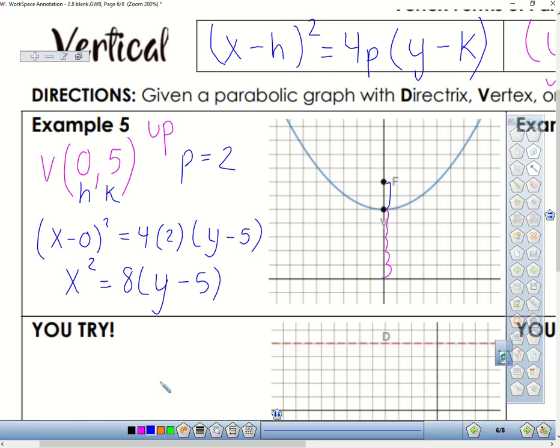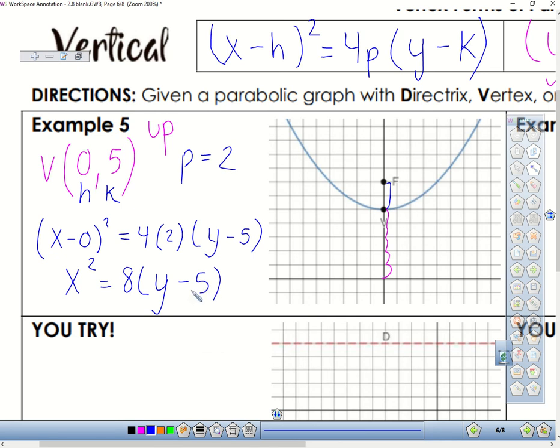Now, some of these questions are going to ask you to rearrange this to get y by itself. I'm not going to do that right now, and I'm not going to ask you to do that for the homework. Leaving it like this is fine. I think you guys at this point know how to get y by itself. Does anybody want to see me get y by itself on this?